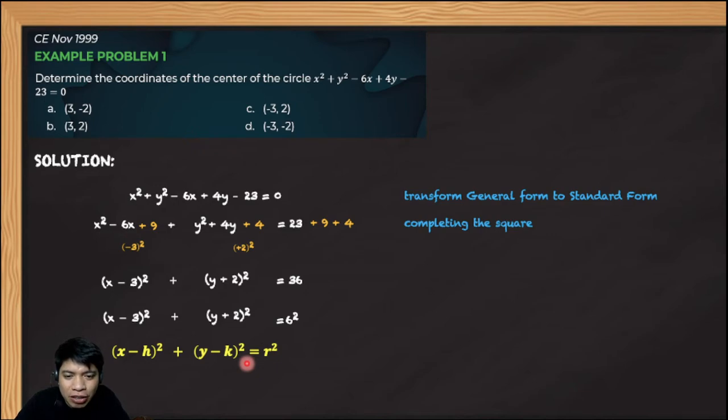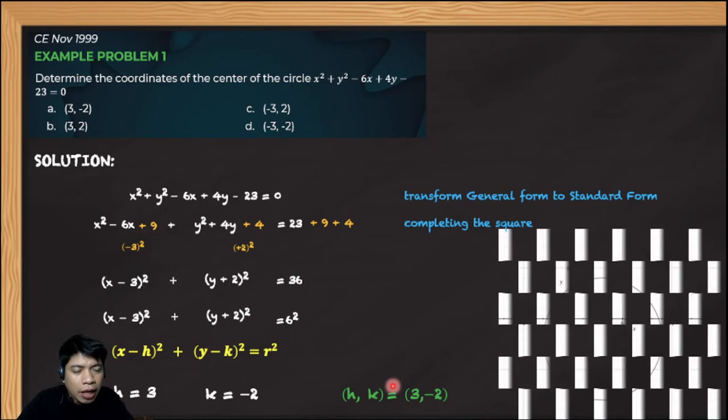Okay, so si H dito obviously is equals to positive 3. Okay? Si Y here, o si K dito is obviously negative 2. Okay, so take note, negative K dito, no? This is positive 2, so magiging negative 2 si K. Okay? So therefore, ang hinahanap nating center ng circle which is HK is 3, negative 2. 3, tapos negative 2. Okay?